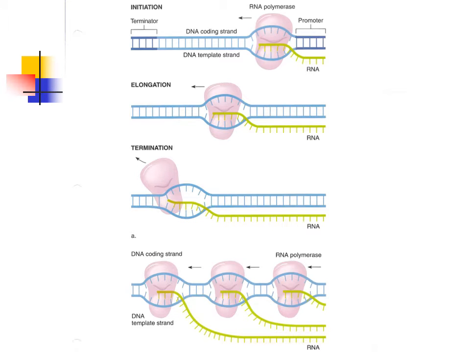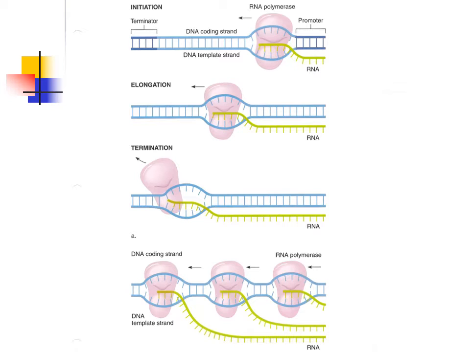This is a diagram showing transcription occurring. So you can see there's actually 3 main phases of transcription: initiation, elongation, and termination. We're not going into each of them in that much detail. The next few slides will go over the steps that I expect you to know.